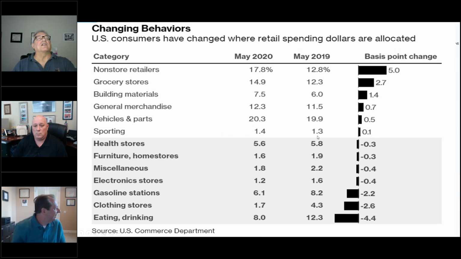Interestingly, sporting goods are up a point from last year, and part of this has to do, I think, with a home and family thing. It's cruiser bikes. I've been trying for 3 months to find a cruiser bike for my daughter, and I haven't been able to get there yet.